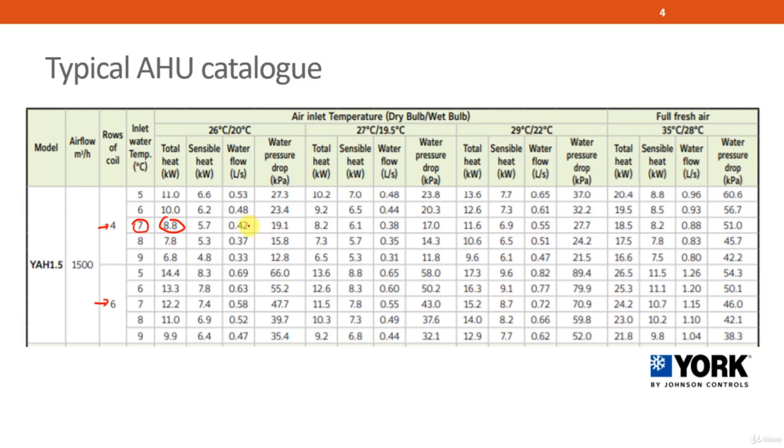As for the chilled water flow rate, when the total heat reduces, the flow rate will reduce as well, because this is what we have learned previously: Q is equal to mcΔT. So when the heat load reduces, the flow rate you can also reduce. As for the water pressure drop, it will also reduce when the water flow decreases, because it flows slower now.